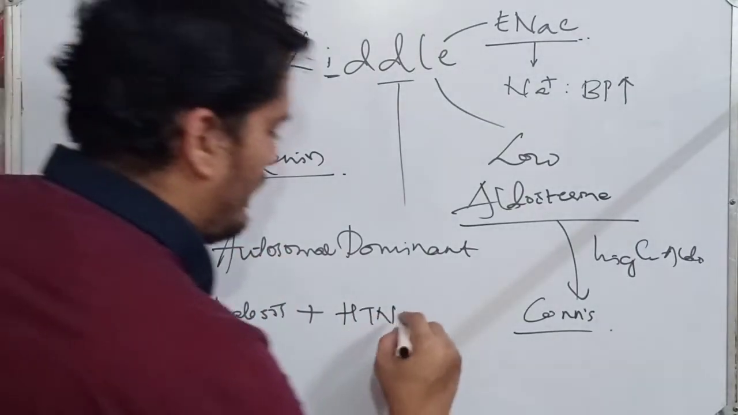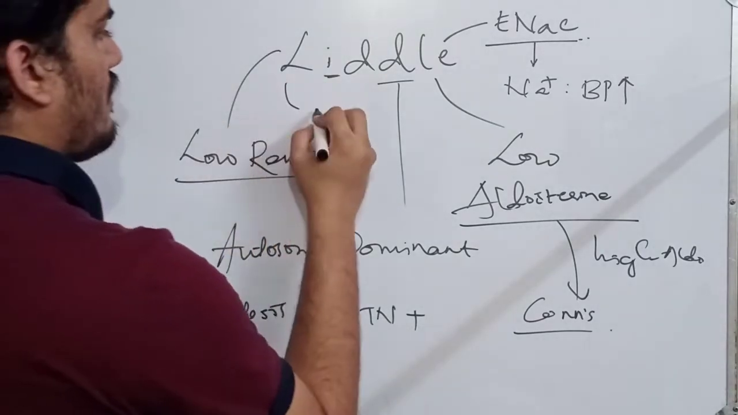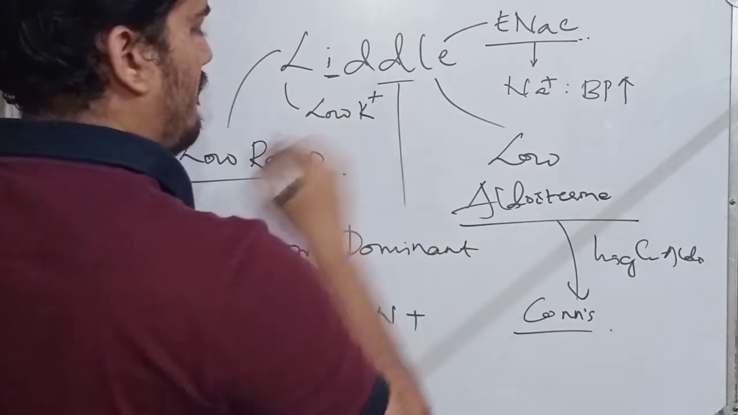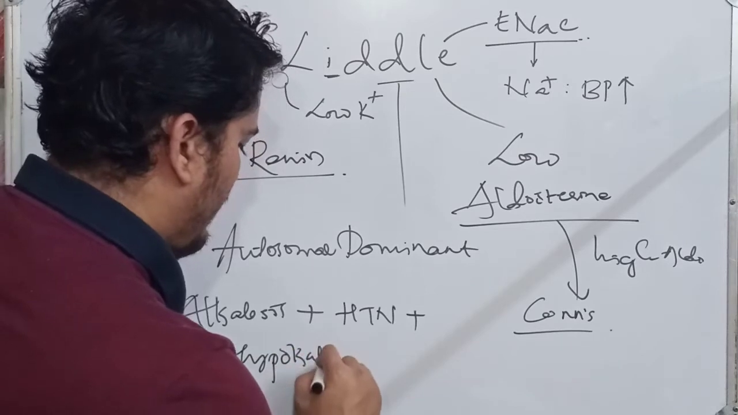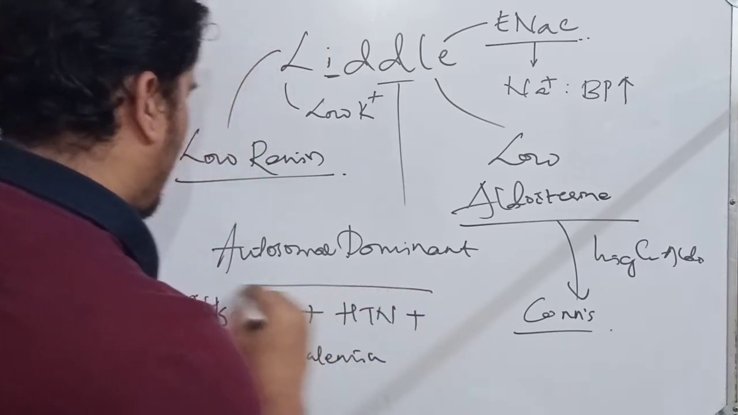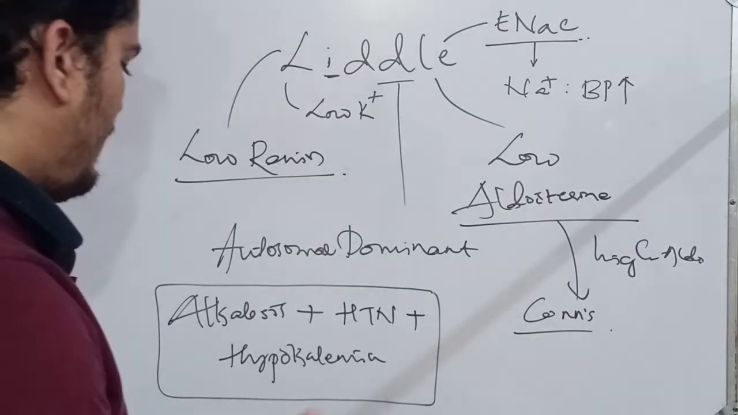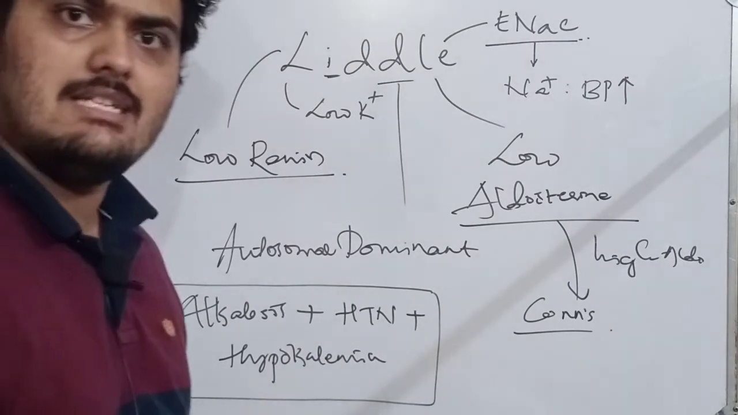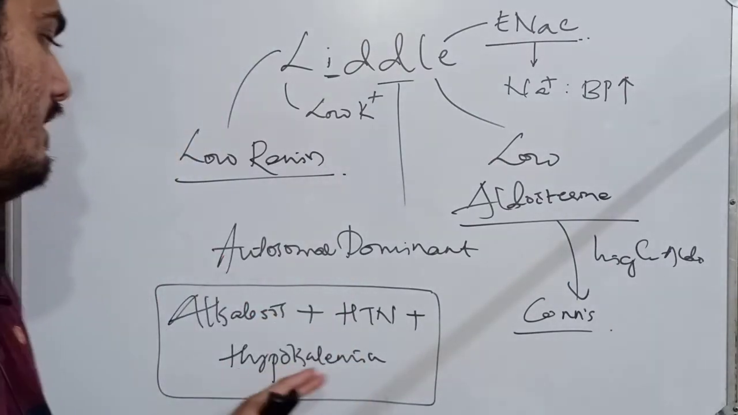Alkalosis plus hypertension. Okay. Then one more is also low here. The point to remember is low potassium levels, that is hypokalemia. So this is the triad, or typical clinical spectrum, of Liddle syndrome. What is that? Alkalosis, that is metabolic alkalosis; hypertension, that is secondary hypertension, nothing but resistant hypertension; and hypokalemia.